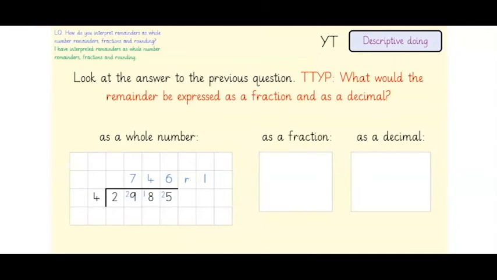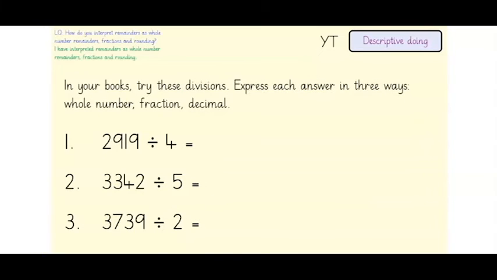Let's look at the question that we did before that. We got an answer of 746, remainder 1. Think about how we would give that remainder as a fraction and as a decimal. We'll go through the answer on the next slide. Have a go at these questions yourself. For each answer, I would like you to give your remainder as a whole number, as a fraction, and as a decimal.